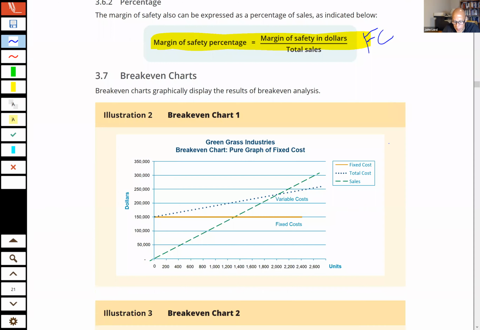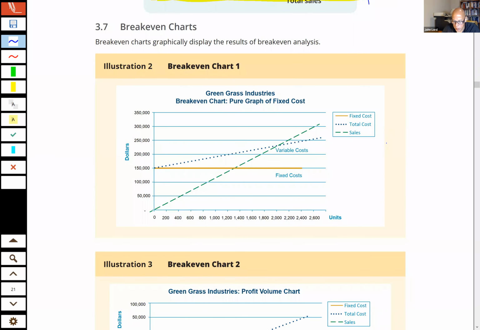Okay. And look, guys, I'm not going to sit here and insult your intelligence. This is the profit area, right? Where sales are more than my total cost. This is the loss area down here. And this is going to be break even. I think you know how to read that.